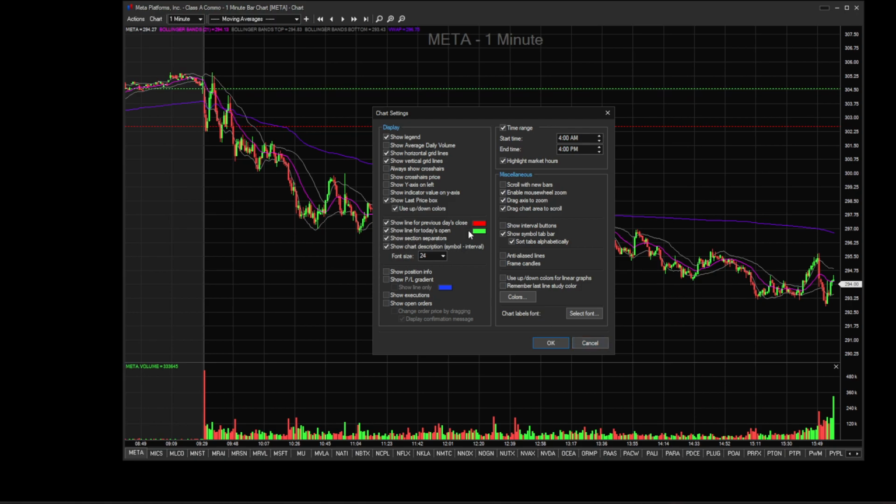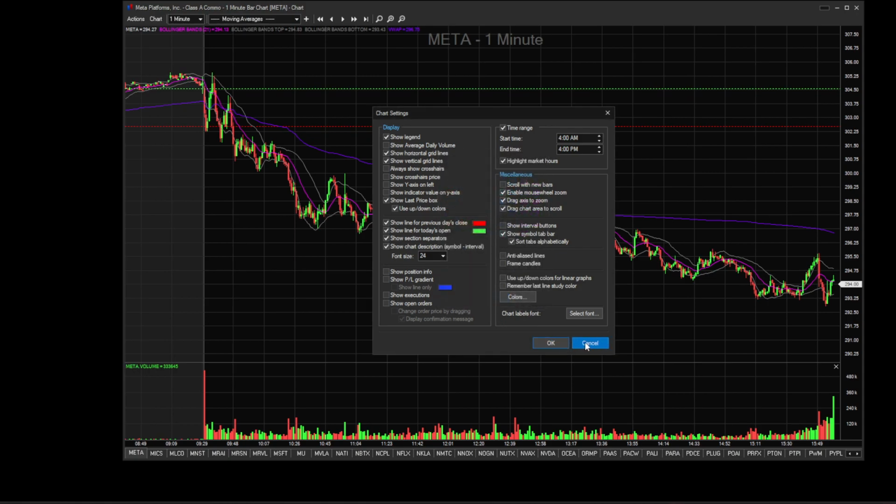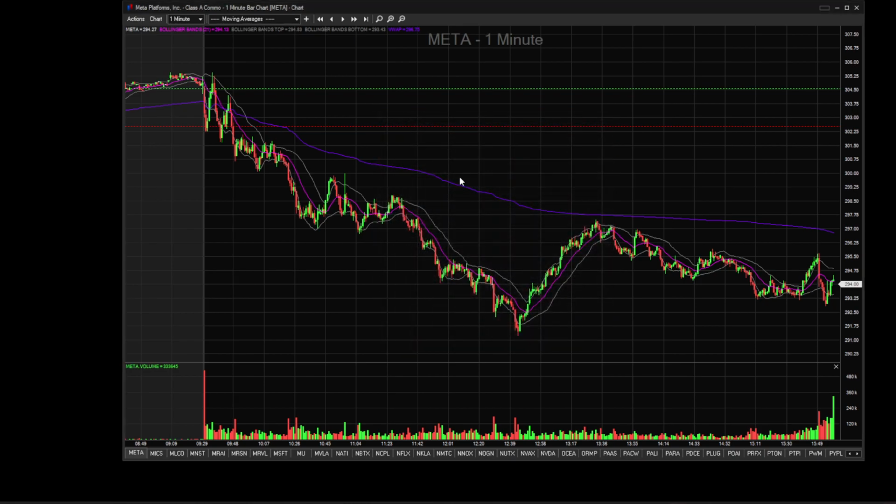Once those boxes are selected, you click on here and you can select the colors. But once those are selected, then everything is good to go. You could just hit OK. I'm going to hit cancel since it's already set up.